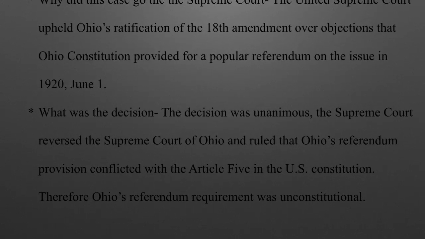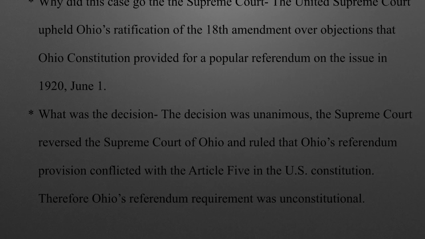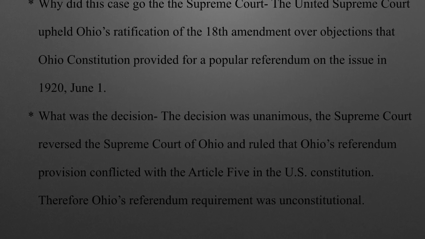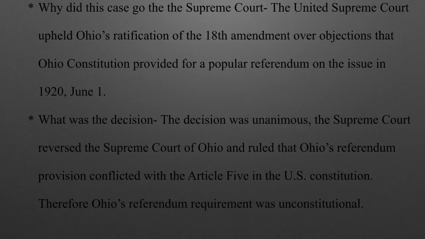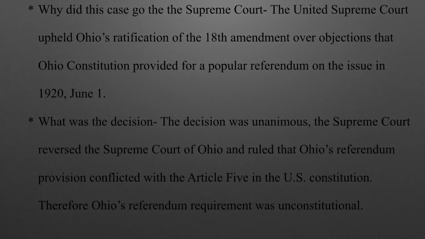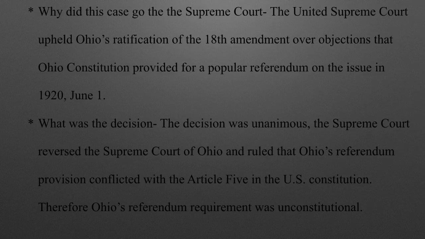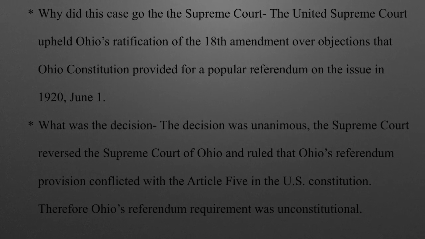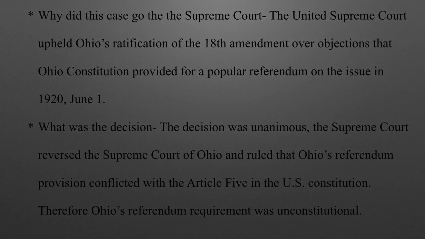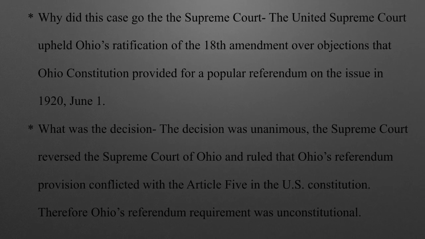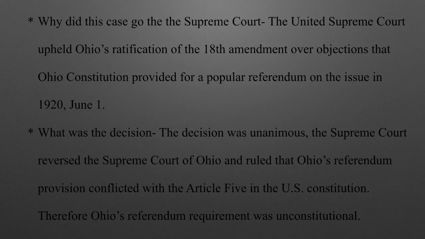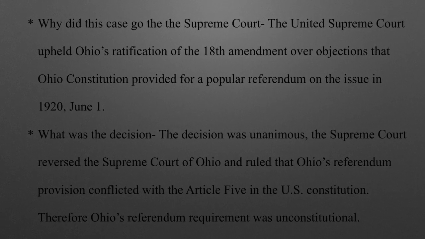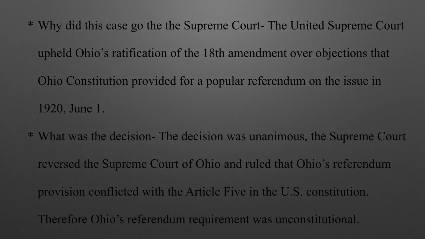Why did this case go to the Supreme Court? The United States Supreme Court upheld Ohio's ratification of the 18th Amendment over objections that the Ohio Constitution provided for a popular referendum on the issue, on June 1st, 1920. What was the decision? The decision was unanimous. The Supreme Court reversed the Supreme Court of Ohio and ruled that Ohio's referendum provision conflicted with Article 5 in the U.S. Constitution. Therefore, Ohio's referendum requirement was unconstitutional.